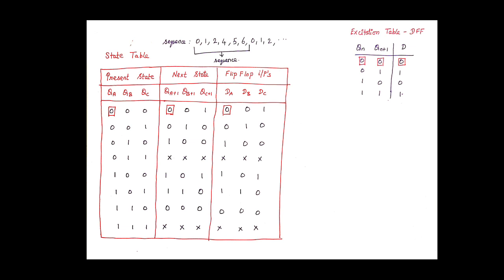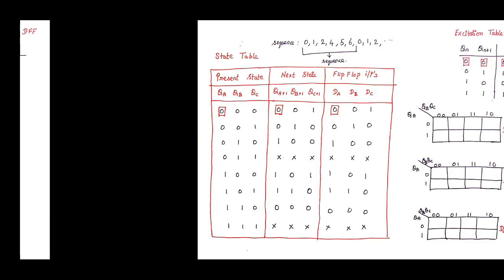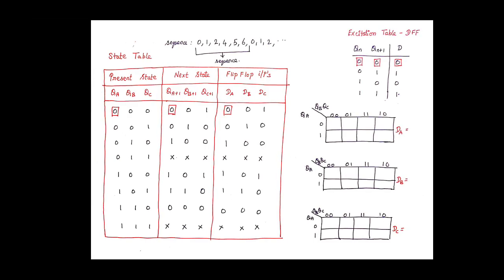Whatever is given in the flip-flop columns DA, DB and DC has to be implemented in the K map, and we have to find the expression. Right. For DA, DB, DC we have to find the expression so that it can be implemented in the logic diagram. The present state is QA, QB, QC. Three variables are there. Therefore we are going for the 2x4 K map.